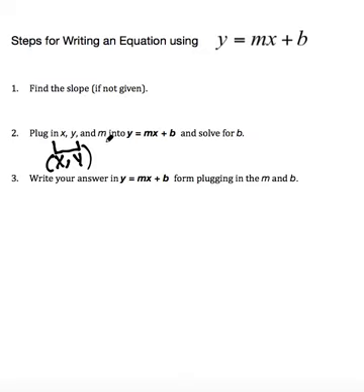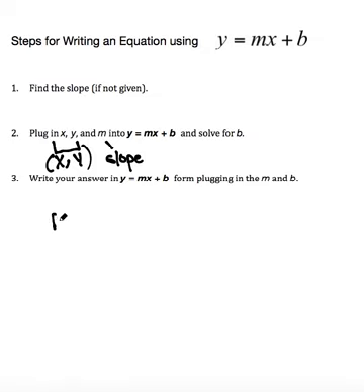Then we know that m is the slope. So we're going to plug in an ordered pair of the x value, a y value, and the slope. That means that b is going to be a variable, so I'm going to have to solve for b. Then finally I'm going to write my answer in y equals mx plus b form.